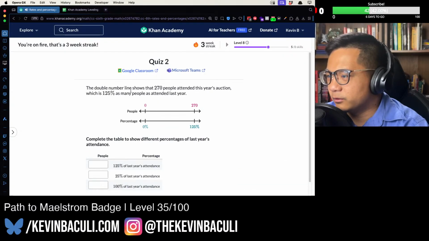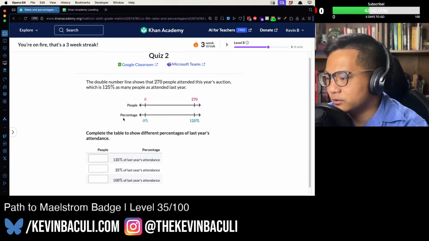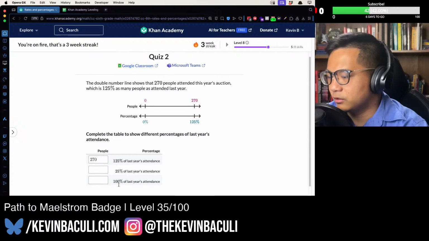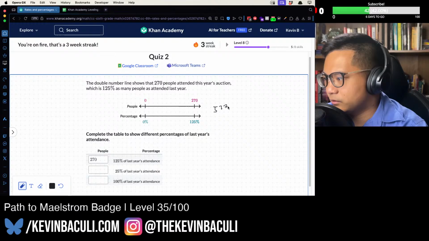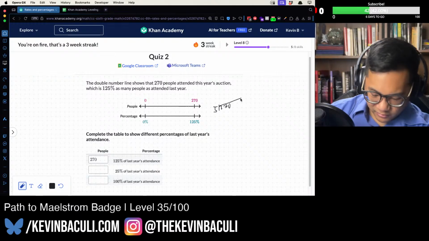The double number line shows that 270 people attended this year's auction, which is 125% as many people as attended last year. Complete the table. So this is 270. Oh shoot, I can't use a calculator for this one. So that's divided by 5. 7. Why am I using with a cursor? I have a pencil.